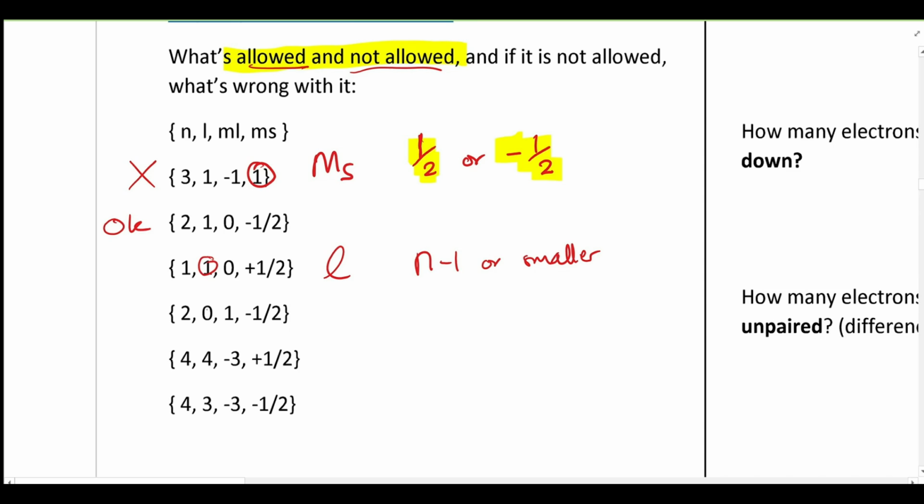This is a no. The ML value is incorrect. So ML goes from -L to L. If L equals 0, then you can't go anywhere else other than 0. ML should be 0, right? The next one here is also not allowed. It was the same reason as before, right? So this is not allowed. And the last one here is okay or not okay. That looks... This one is okay. It satisfies all the rules. So we get okay in this one.